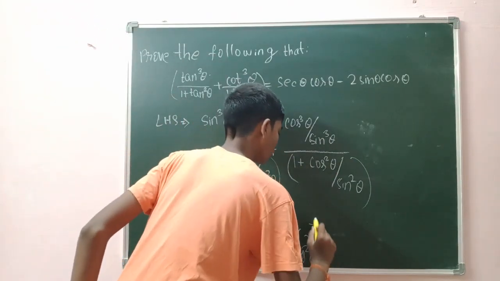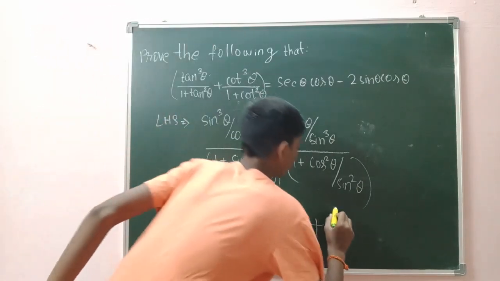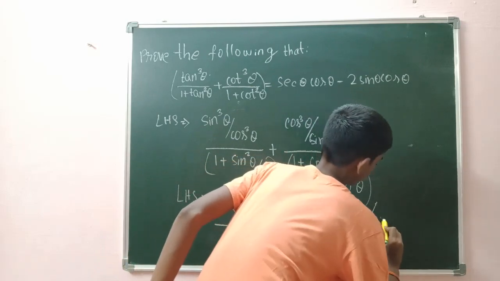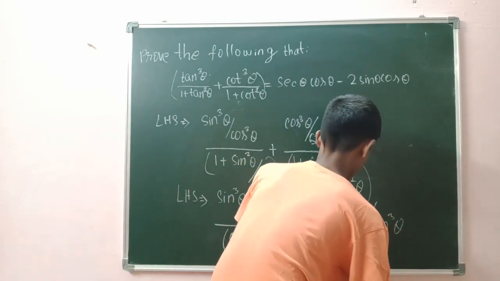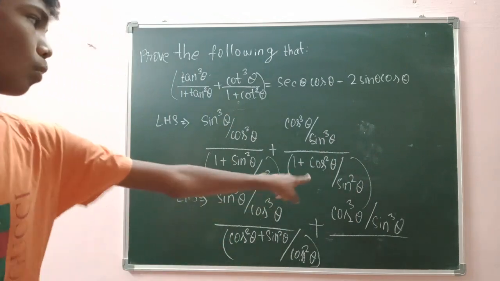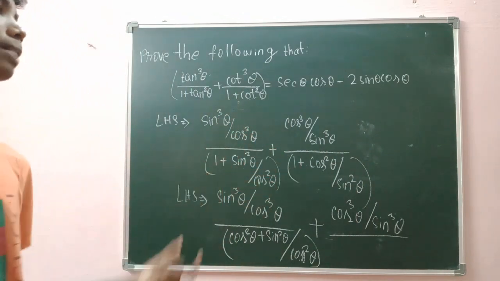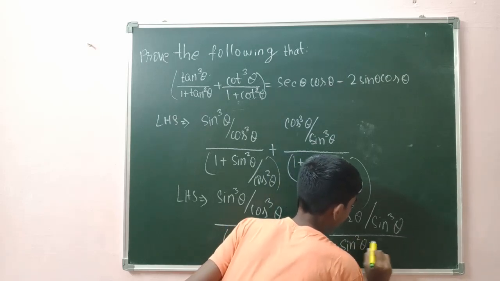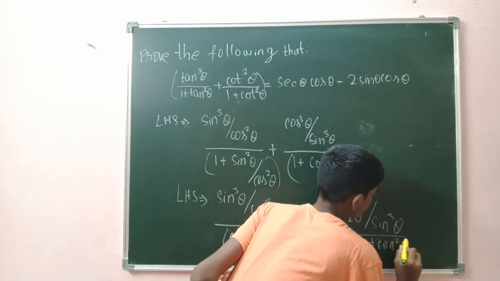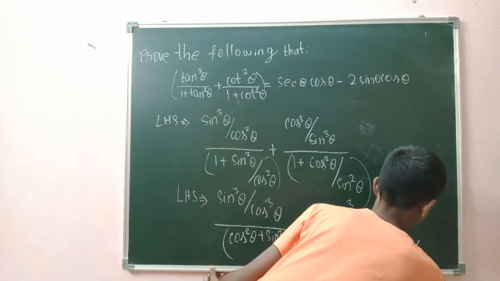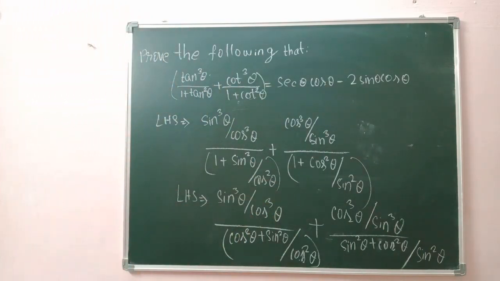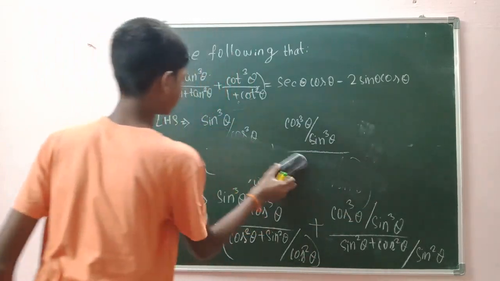Same like that, here also take the LCM. So the numerator will be same only, that is cos cube theta by sin cube theta divided by 1 plus cos square theta by sin square theta. Just take LCM, therefore you get it as sin square theta plus cos square theta divided by sin square theta. This is something I will get when I take LCM on the denominator.